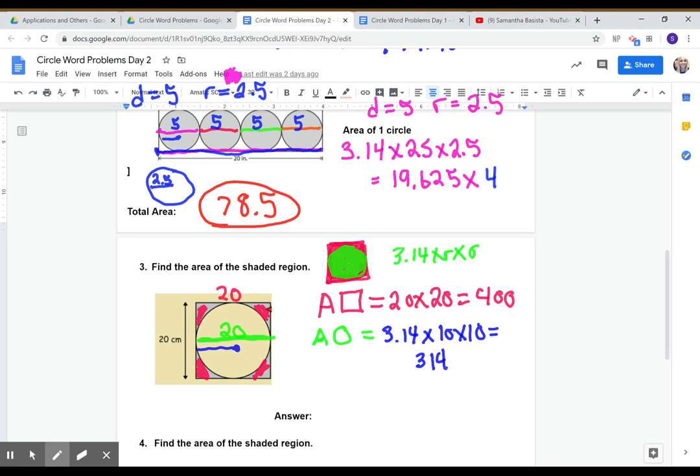Okay, so all that's left is I just have to subtract the two. So 400 minus 314 gives me a final answer of 86. So the area of the pink that I filled in, or the shaded part, is 86, and I could label that centimeters. You don't have to label centimeters squared. Okay?